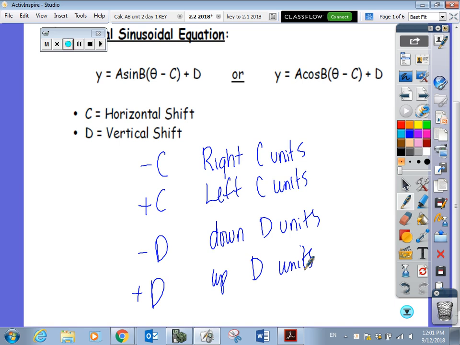Capital A doesn't equal the amplitude. That equals the vertical stretch or shrink because it could be positive or negative. That's what could flip it. But that's where you get the amplitude, which is still always positive.